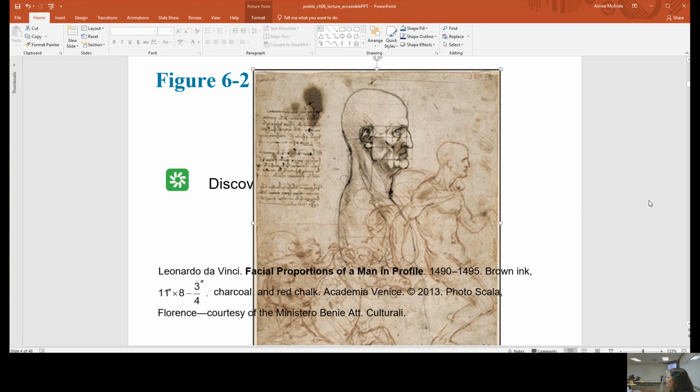Oftentimes when artists are trying to get measurements correctly, they'll make a little grid diagram, and they'll use a ruler or a measurement tool to figure out what should be in what square as they're drawing, so they get everything proportionally correct as far as ratios. And it's a really fun, easy way to get a pretty accurate drawing. I've done it before and it turned out really well, and I'm not a good drawer. So if I can do it, you can do it.